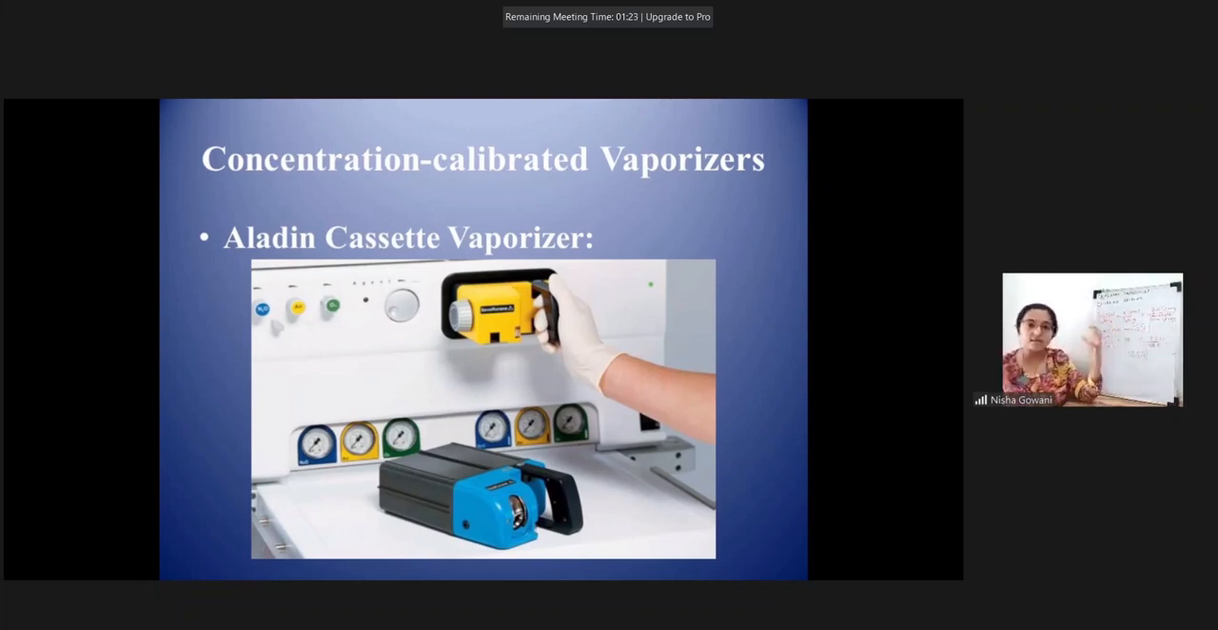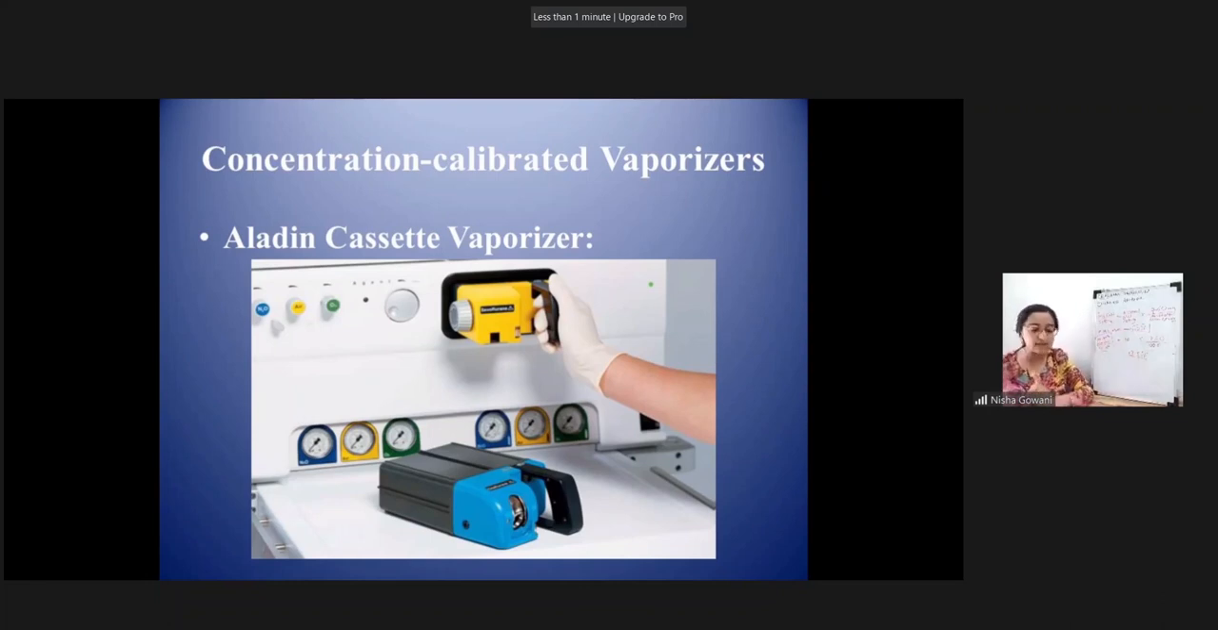The whole system inside is common for all the agents. It's just that each cassette is agent specific, based upon its color coding and its magnetic coding. How will the machine know that this person is inserting a sevoflurane vaporizer? The machine needs some coding, right? For us, there is color, but for the machine, it's magnetically coded. So when it is inserted, it understands automatically that the sevoflurane cassette has been inserted. The internal structure and functioning, which is all electronically controlled, is common for all the agents.